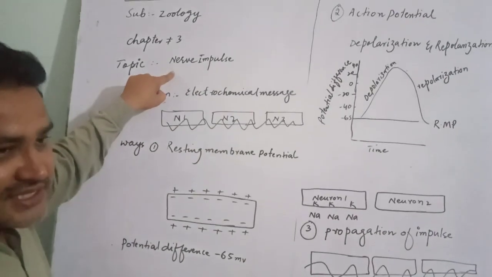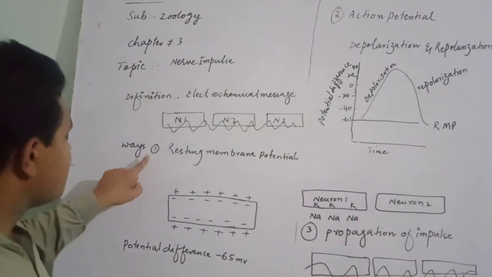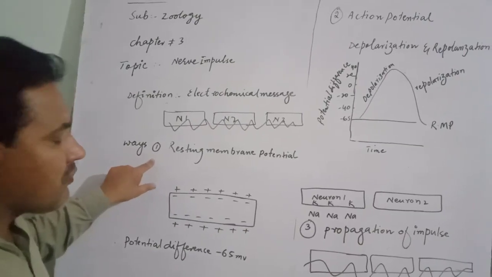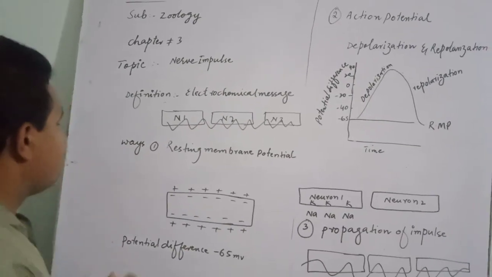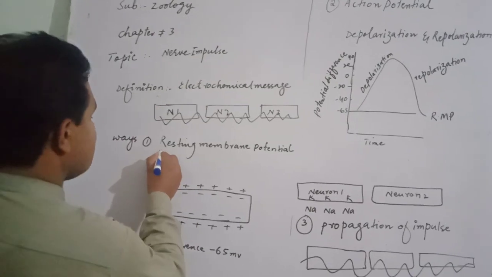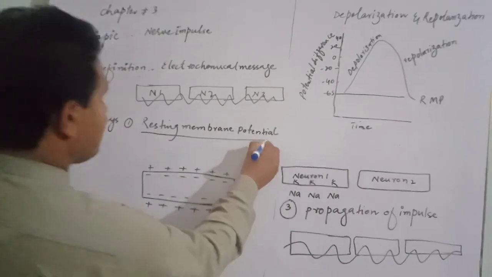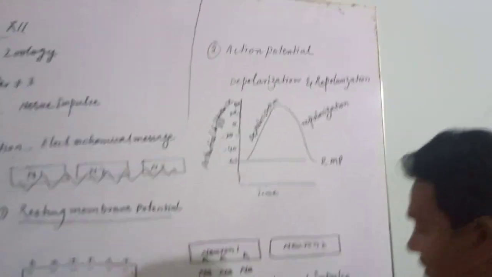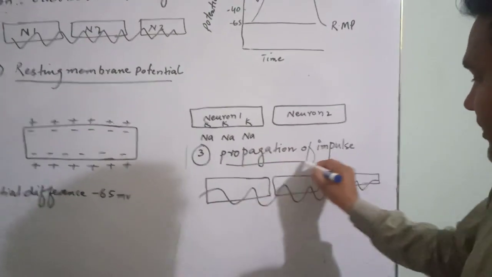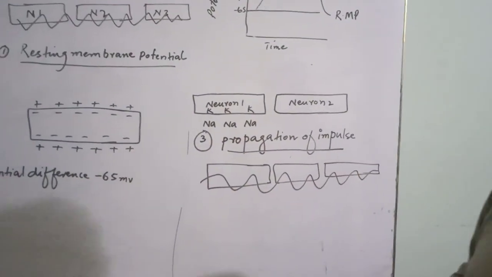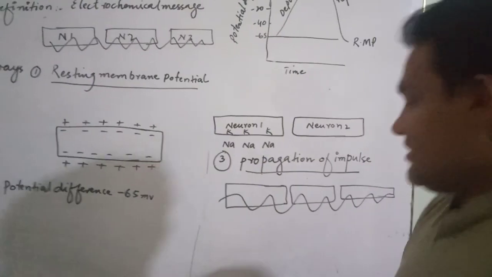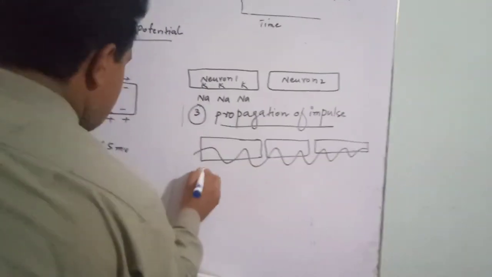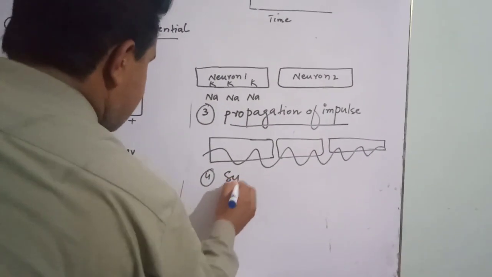How is nerve impulse developed? It is developed in 4 steps. First of all, we have to study resting membrane potential, then we have action potential, then propagation of impulse. Number 4th is synapses.